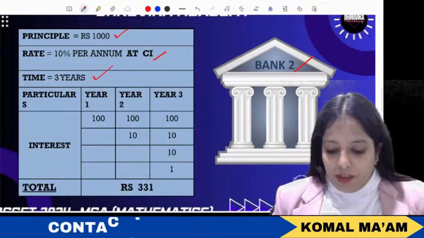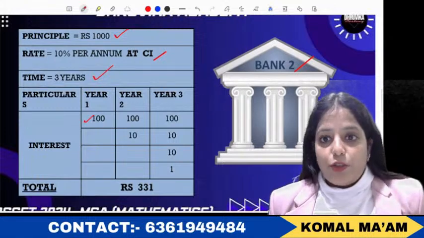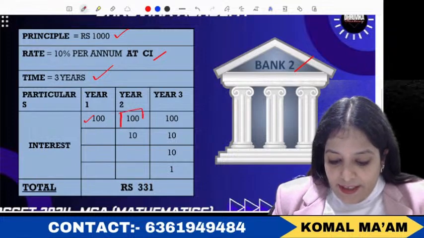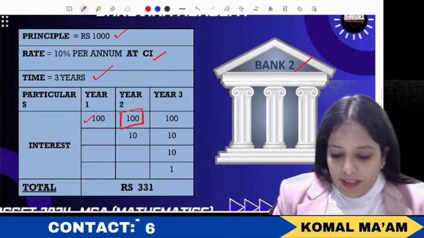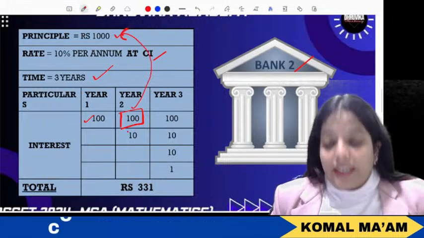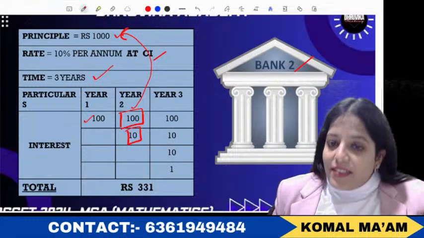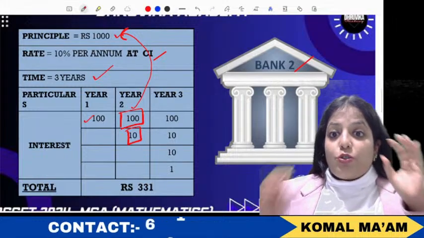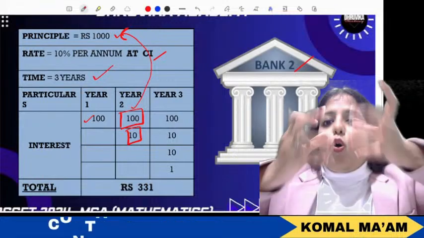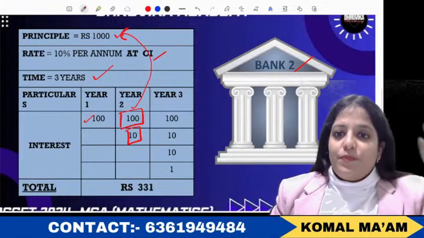Now what happens in the first year? I'll get same interest, that is 100, as I was getting in case of simple interest. Now what happened in second year? See, this 100 is the interest that I earned on the initial principal, right? Now what is this 10? This 10 is the interest that I earned on the interest that I earned in the first year. So because of the introduction of the concept of interest on interest, the concept of CI varies from SI.